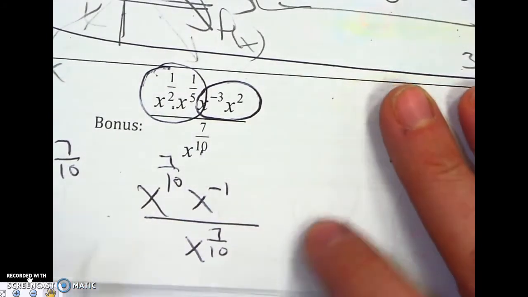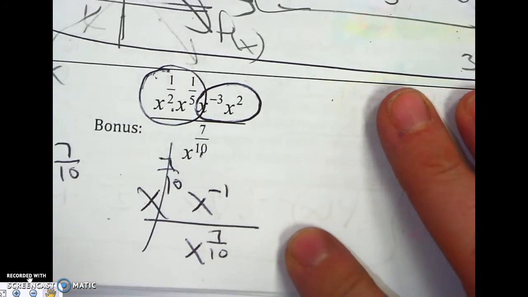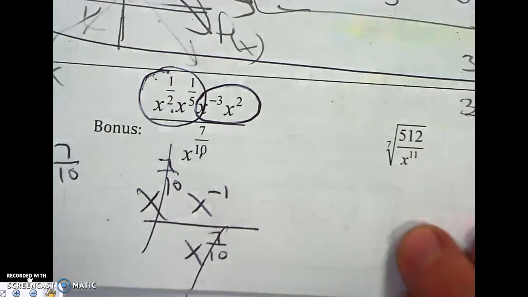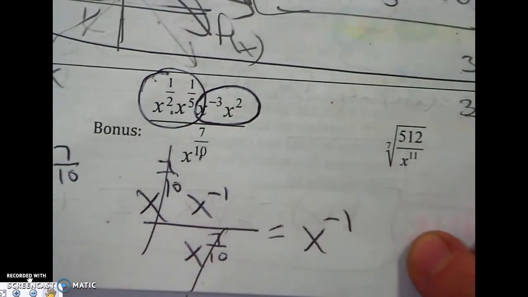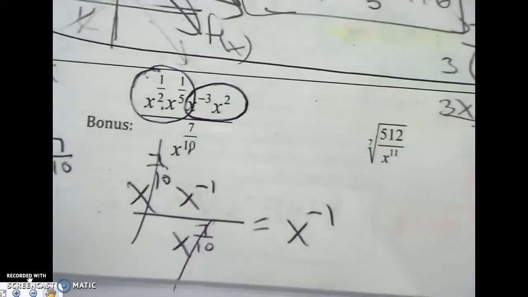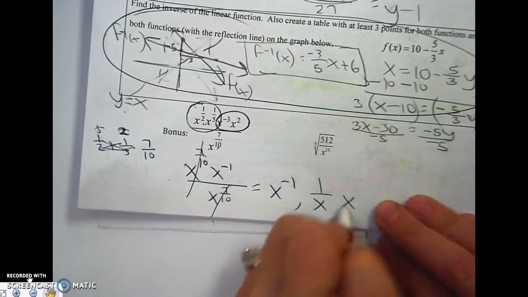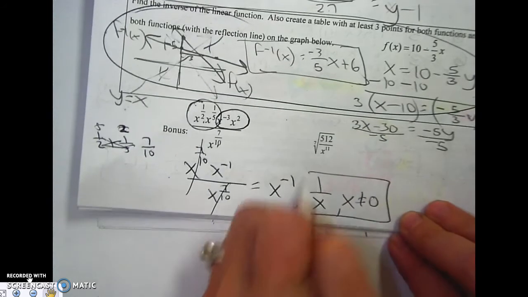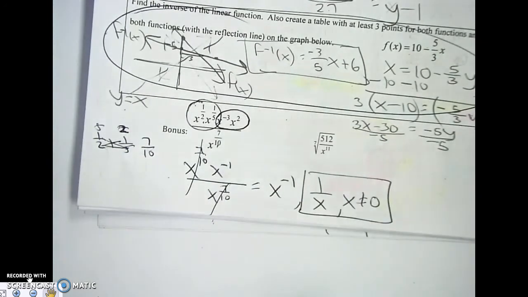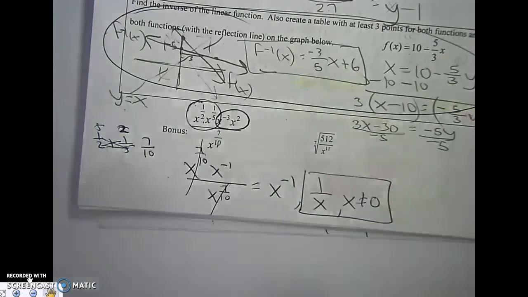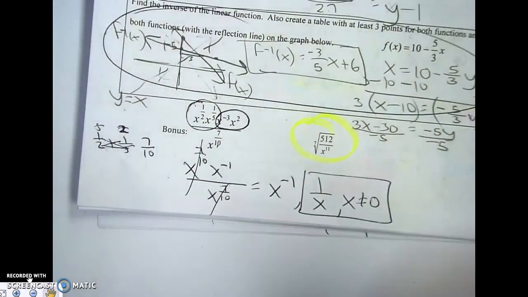Oh, well, that worked out. 7/10 on top, 7/10 on bottom. Bye-bye. That means I'm left with x to the negative 1, but you know you can't have a negative exponent, so you bring it to the bottom, which is 1 over x, and then x cannot equal 0. Restrictions. Okay? I think this last problem I'll do on scratch paper. So, let's bring this down.